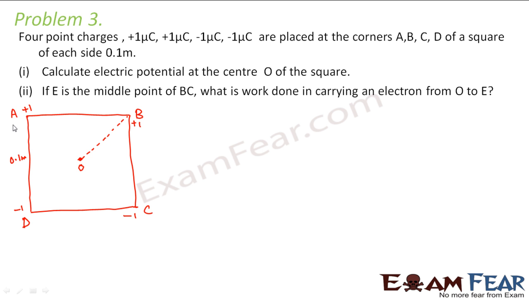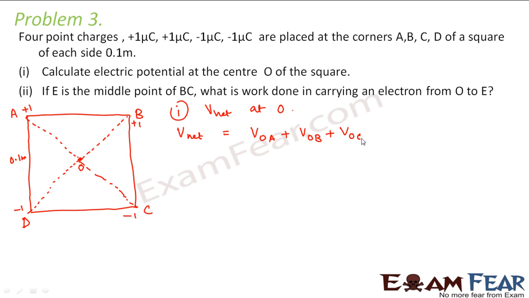So the approach to this problem would be similar to the previous problem on hexagon. So here also we'll proceed in a similar manner. So let us look at the first part first. So here we will calculate the net potential at O. So the net potential will be equal to potential at O due to A plus potential at O due to B plus potential at O due to C plus potential at O due to D.